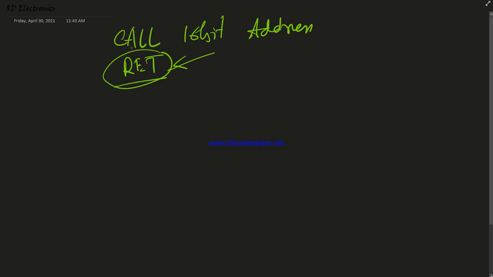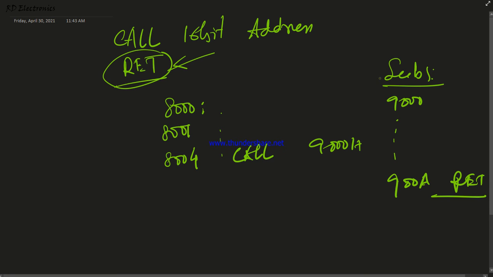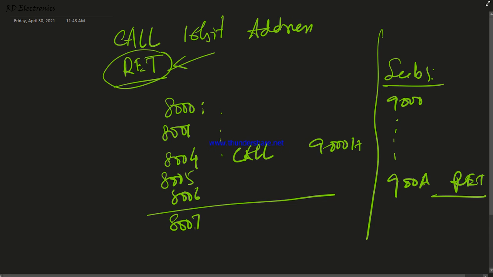So how does the microprocessor recognize that the return goes from subroutine to main memory? Let us discuss that. First of all, consider that from 8000 we start our main code, and at 8004 we execute CALL 9000. This is our subroutine 1. The subroutine starts from 9000, 9001, and consider at 900A we execute the return instruction. CALL is a 3-byte instruction, so 8005 and 8006 are used by the call instruction. So 8007, and at 800A the instruction HLT is used, the end of the main program.